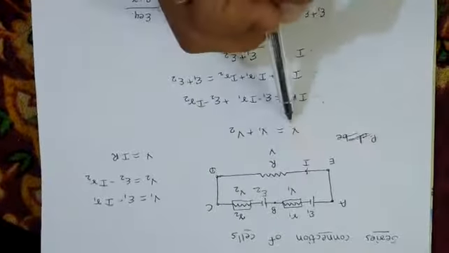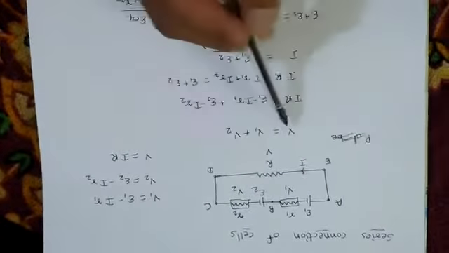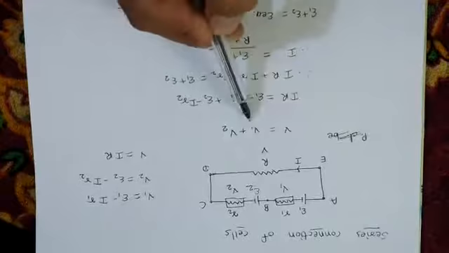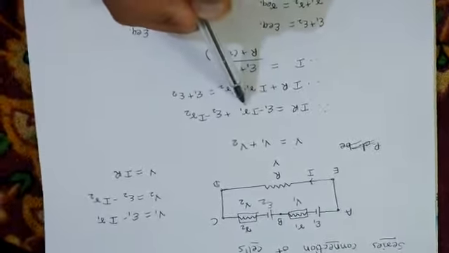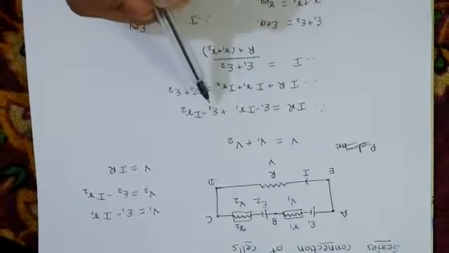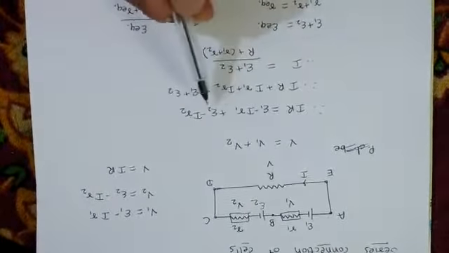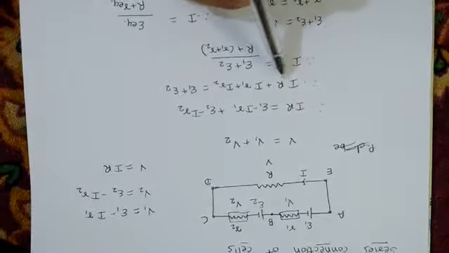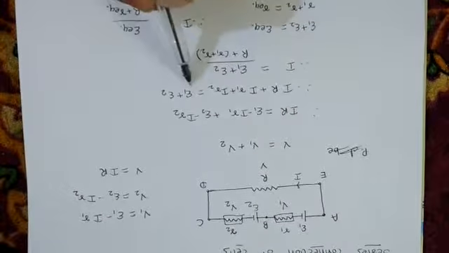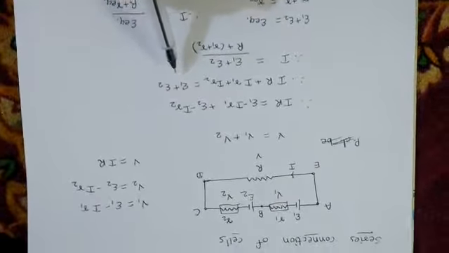Now we know that V will be equal to V1 plus V2, and we are simply putting in the values: V equals IR, V1 equals epsilon 1 minus I r1, V2 equals epsilon 2 minus I r2. Considering all the terms on one side, IR plus I r1 plus I r2 equals epsilon 1 plus epsilon 2.